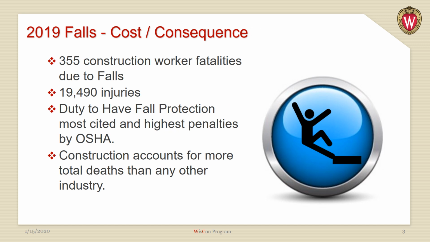In 2019, approximately 355 construction workers died and almost 20,000 were injured as a result of falls at the job site. Falls top OSHA's Fatal 4 Causes of Construction Deaths, and duty to have fall protection is the standard most cited with the highest penalties by OSHA.